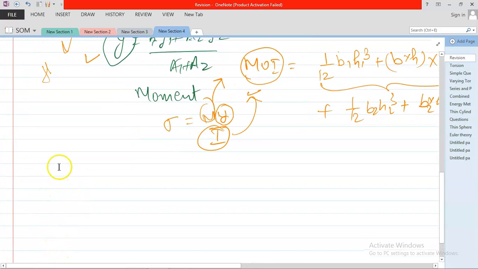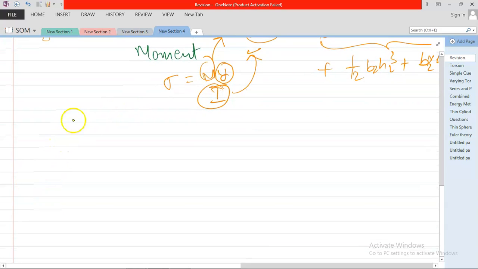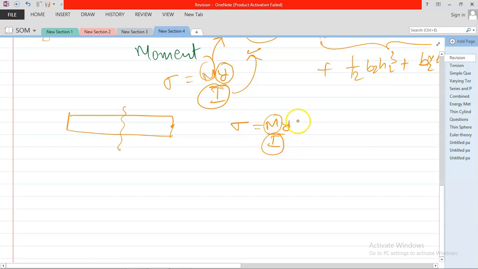Now, first, what is the bending stress profile? Suppose this is your beam. So what is the profile of bending stress? First of all, you can see sigma is equal to M y by I. For a particular section, suppose I take this section, M is constant and I is constant. Then your sigma is directly proportional to y. That means if this is your x and this is your y, at this particular section your bending stress is directly proportional to y.